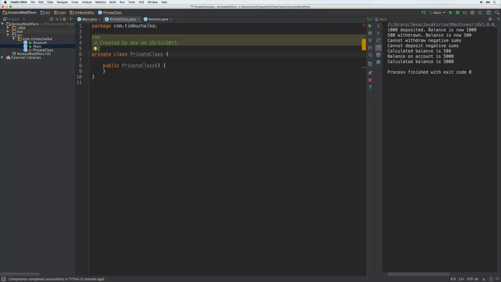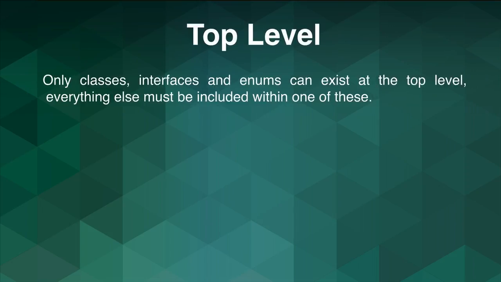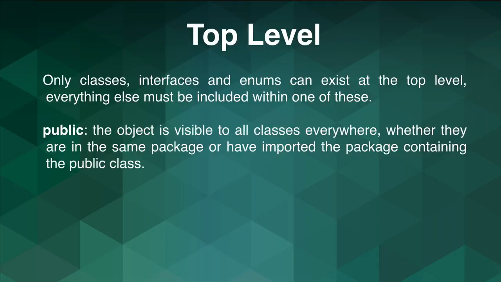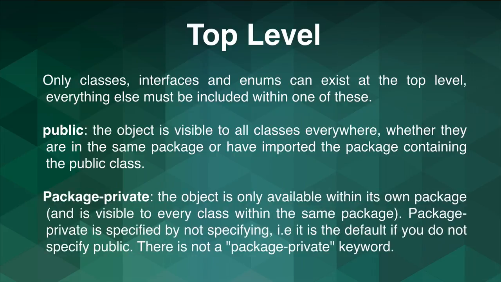Let me just shoot over to the slide now where we talk about this a little bit more, just to confirm what can happen at the top level. Basically at the top level, only classes, interfaces and enums can exist. Everything else must be included within one of these. So public means that the object is visible to all classes everywhere, whether they're in the same package or have imported the package containing the public class. But package private means the object is only available within its own package and is visible to every class within the same package.